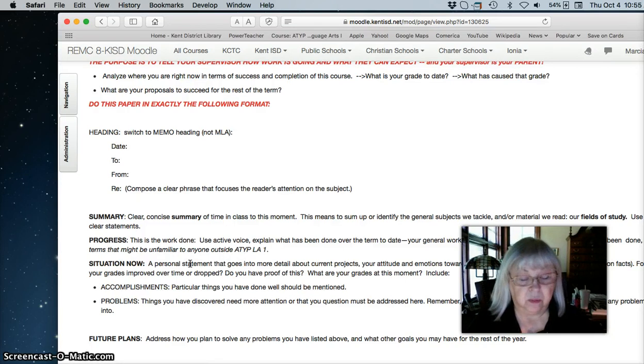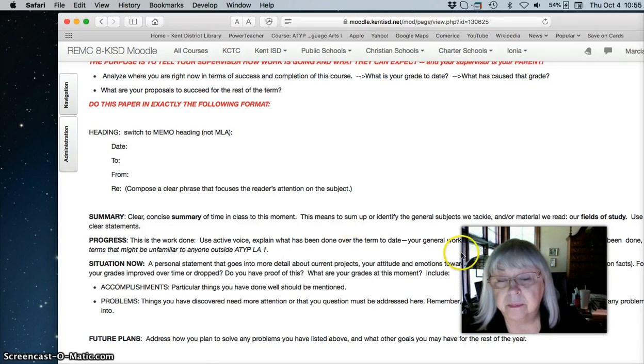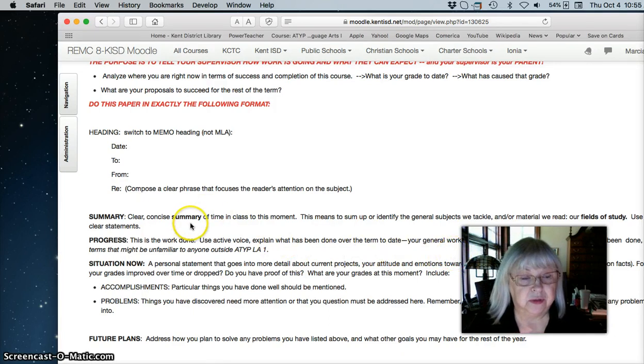Formal writing, informal writing, reading, grammar. That's pretty much it. Use those. Use active voice. Don't say, we have had this. You say, we have done this. It's your general workload. This is a more detailed listing of what you've put in the summary. Now, you go into even more detail in situation now.